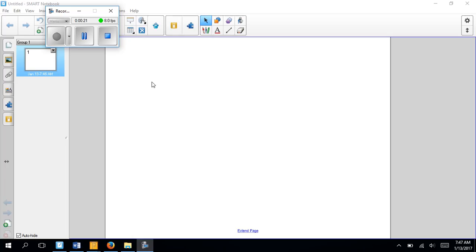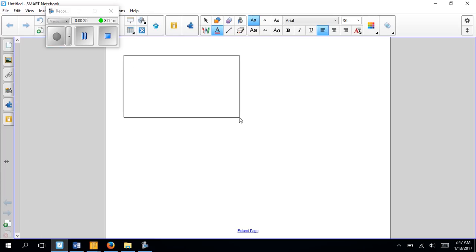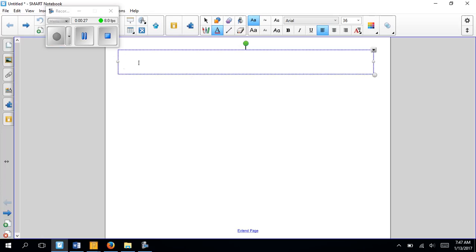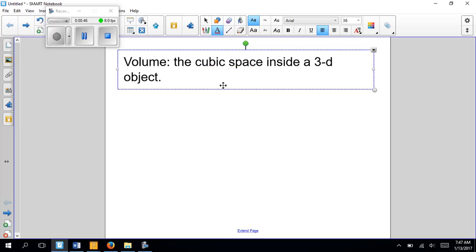All right, the very first thing, hopefully you talked yesterday about what volume is. If you didn't talk about the volume, I want you to make sure that you say that volume is the space inside a 3D object. And actually, I'm going to make that even better. We're going to say the cubic space inside a 3D object.